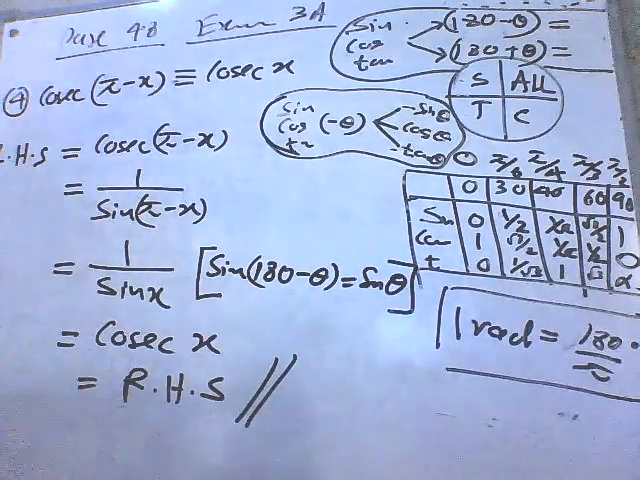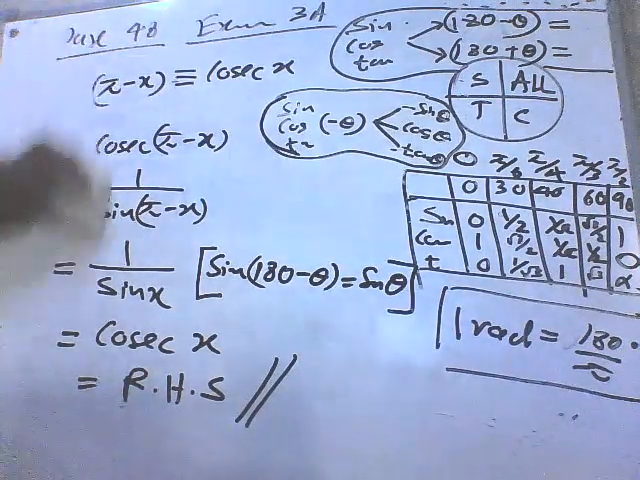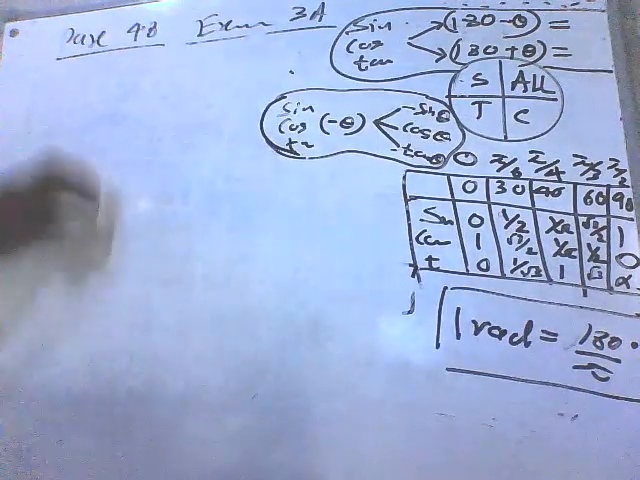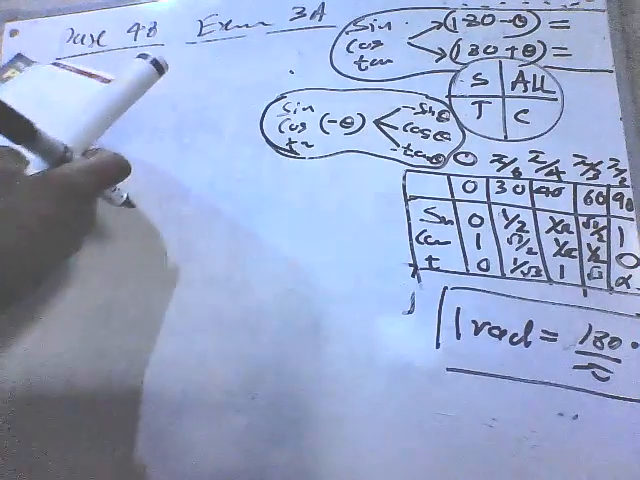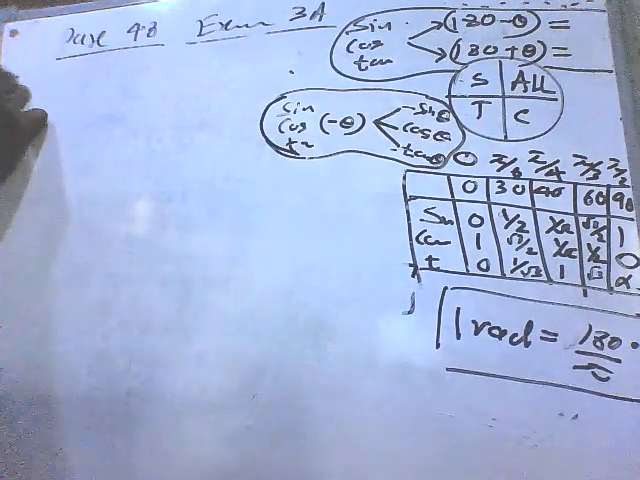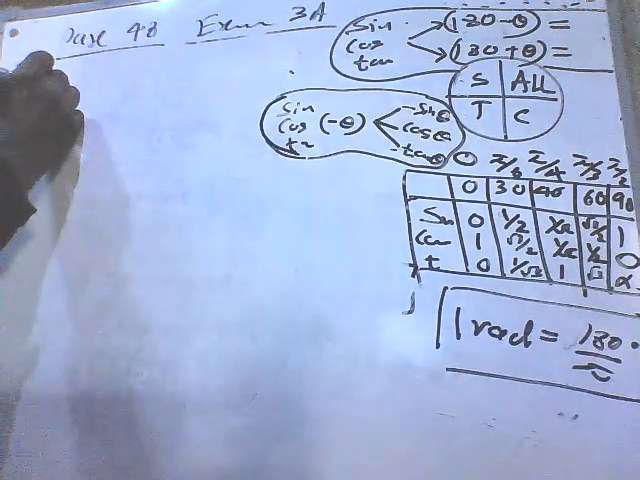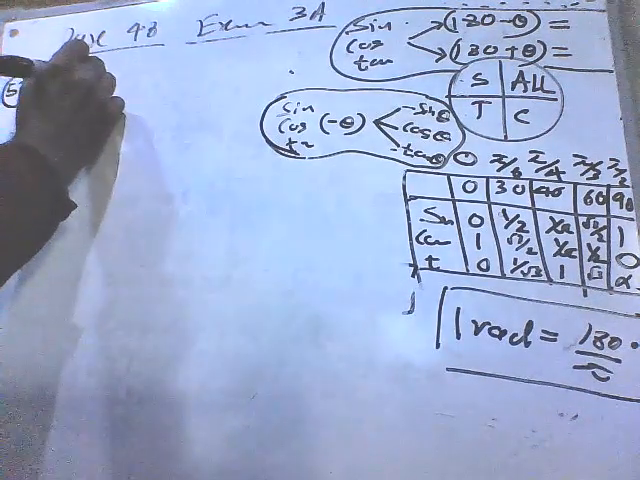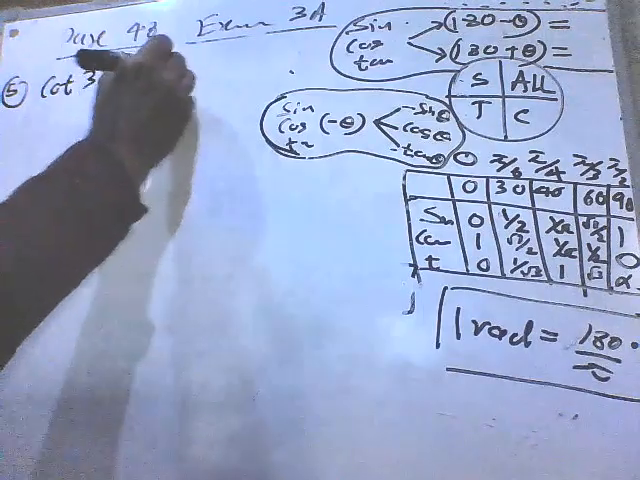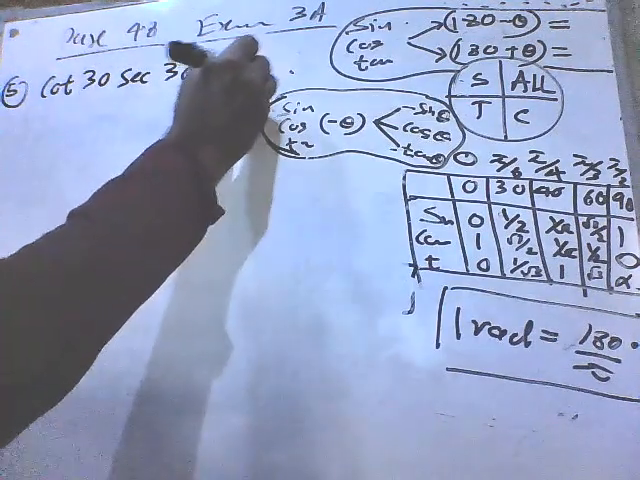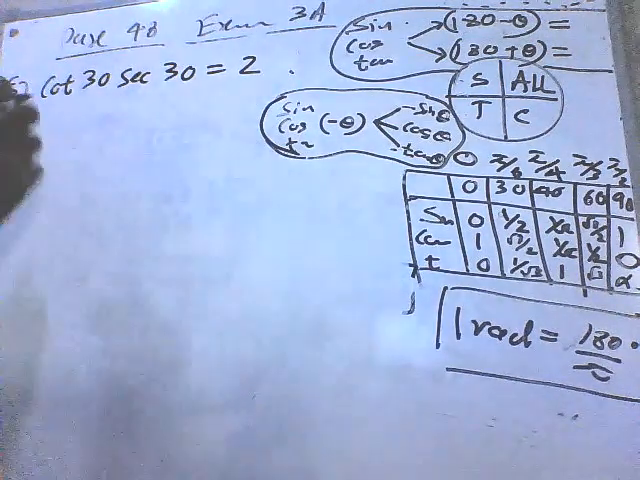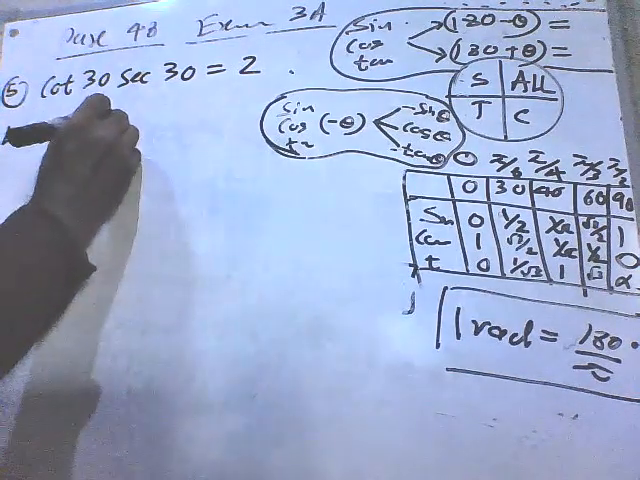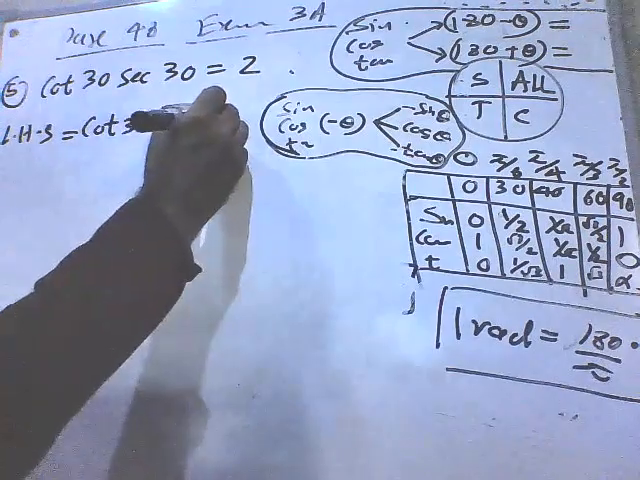Question 5, it says prove that, show that cot 30 and sec 30 is equal to 2. Right, so again I will take the LHS, left hand side, equal to cot 30 and sec 30.